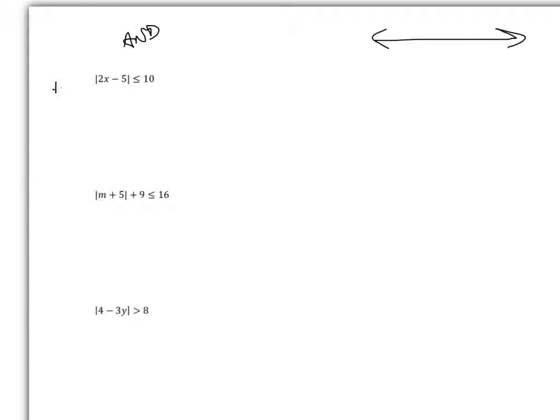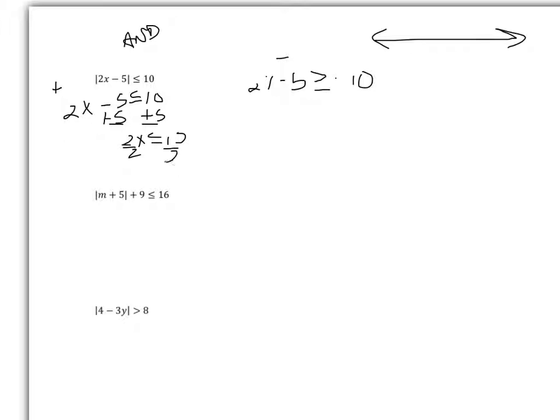Now, the positive case is when we leave this alone. We have 2x minus 5 is less than or equal to 10. The negative case is where we have 2x minus 5 is greater than or equal to, so we flip the sign, and we have negative 10. So we solve these individually. Add 5, add 5. So we get 2x is less than or equal to 15. Divide by 2, and we get x is less than or equal to 15 halves.